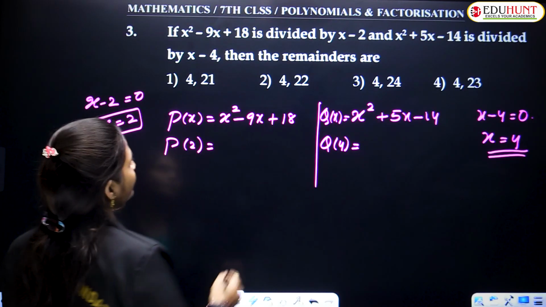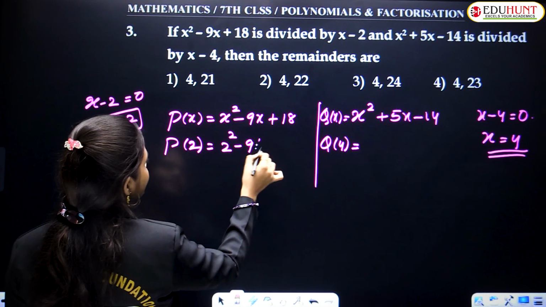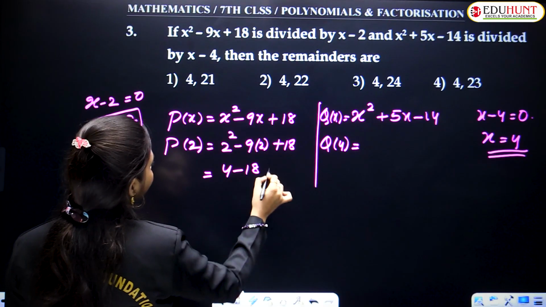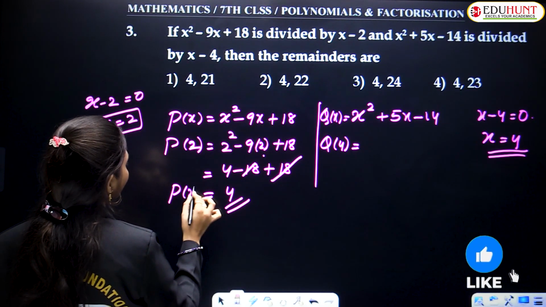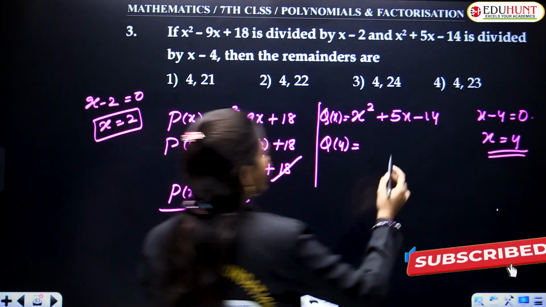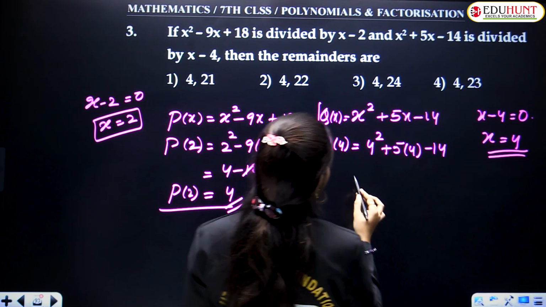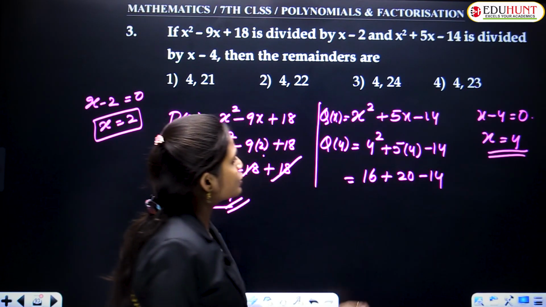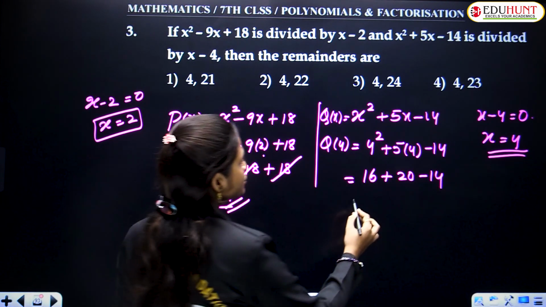Understand? See here. P of 2 is equal to 2 square minus 9 into 2 plus 18. So 4 minus 18 plus 18. Minus 18 plus 18 gets cancelled. So finally we got p of 2 is 4. Clear? So here the remainder is 4. Come to this one. Here 4 square plus 5 into 4 minus 14. 16 plus 20 minus 14. So 16 minus 14 we can simplify, and 16 minus 14 is 2.